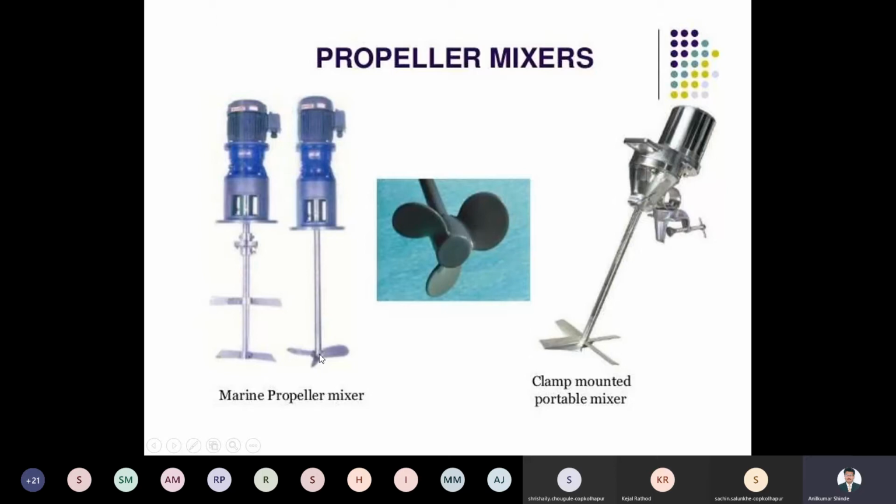You can attach a three-bladed propeller, which is attached to the end of the shaft, right? This is one more. There is a clamp mounted portable mixer. So these are clamp mounted.